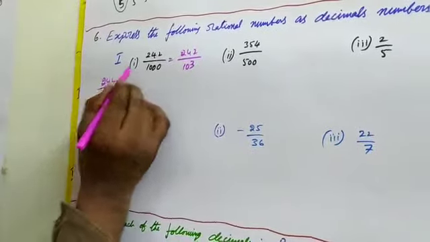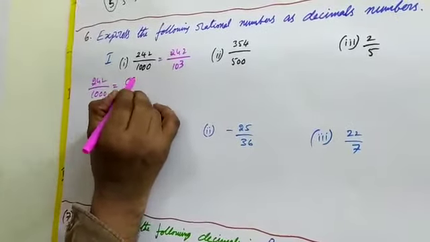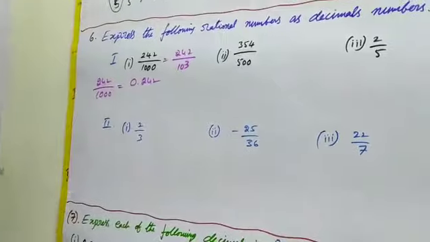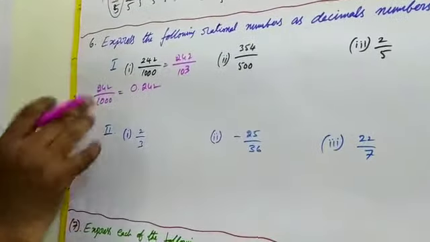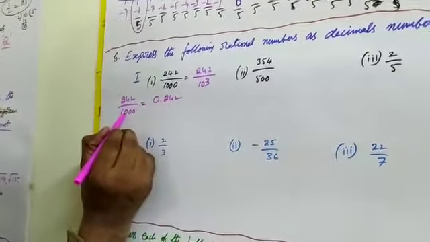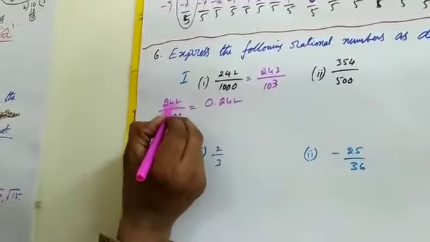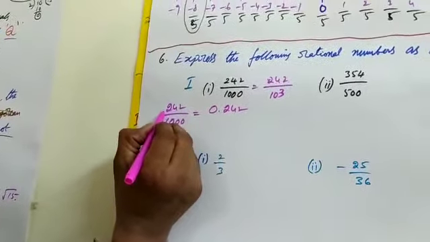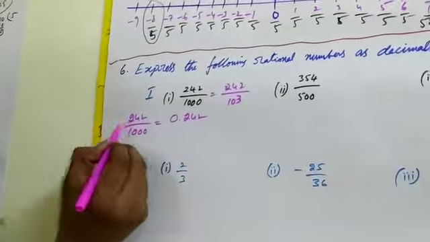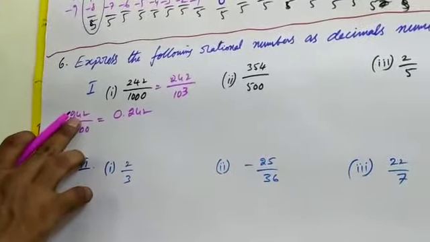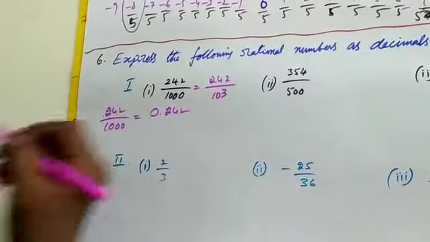Therefore 242 divided by 1000 is 0.242. Why? Because how many zeros? 1, 2, 3. So after the decimal point there are 3 places, only 3 numbers, so 242 becomes 0.242.